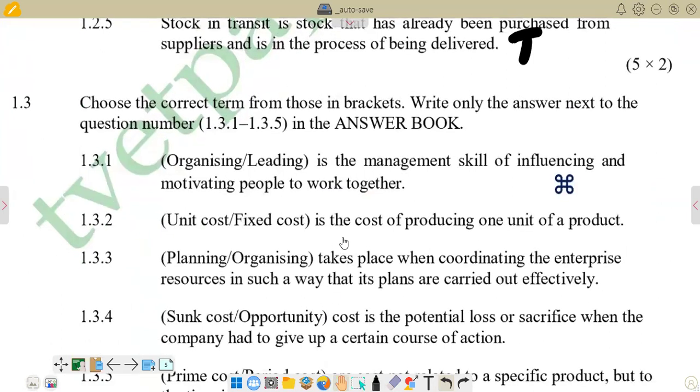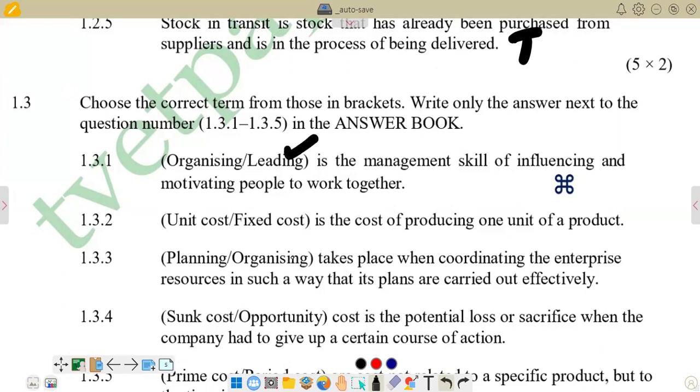Choose the correct term from those in brackets, write only the answer next to the question number, that is 1.3.1 up to 1.3.5 in the answer book. Dash is the management skill of influencing and motivating people to work. We have got organizing and leading. Remember, motivation is directly linked with leading. So we have got leading as the correct response that we have there.